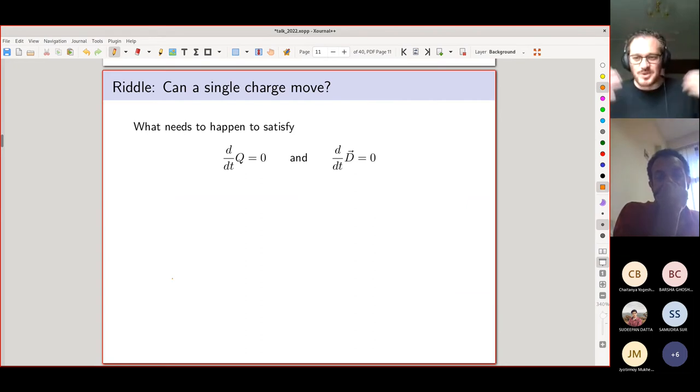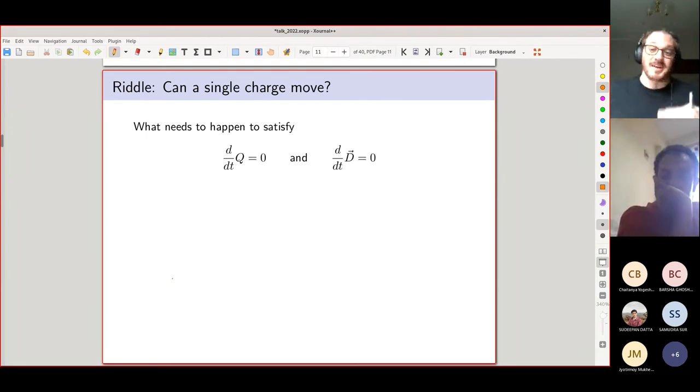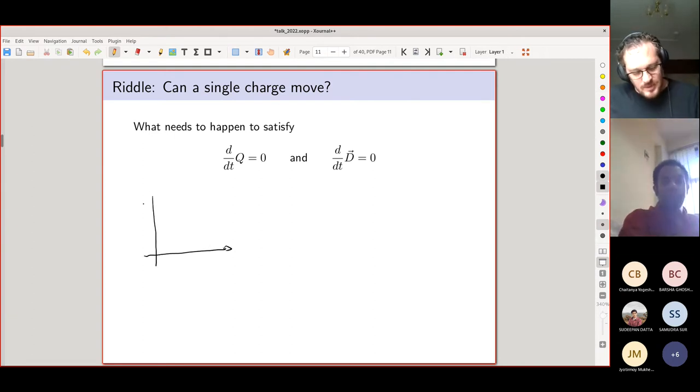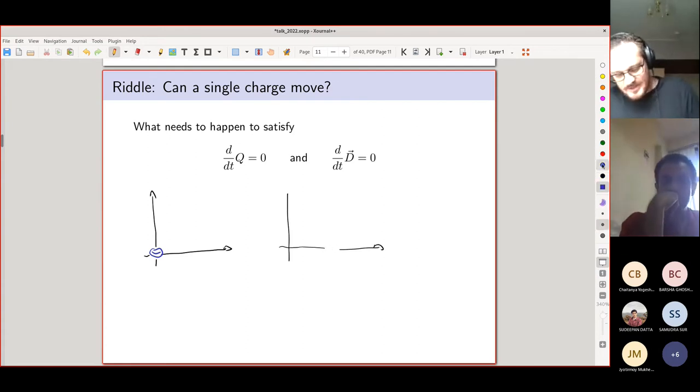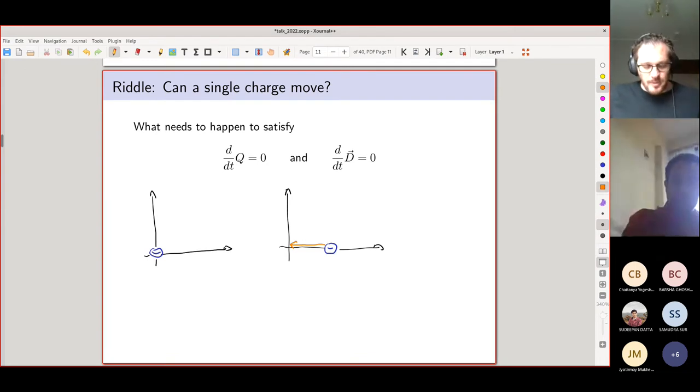All right. With this, let me end this motivational part to some extent with a small riddle. How can a single charge move? There is some way out of it. What needs to happen to satisfy both conservation laws? So you start with a charge at the origin, and you really want to have the charge at this position. And you still want to satisfy both conservation laws. What has to happen to be able to satisfy both of these conservation laws? I'll give you some time to think about it. Maybe somebody is even brave enough to give it a guess.